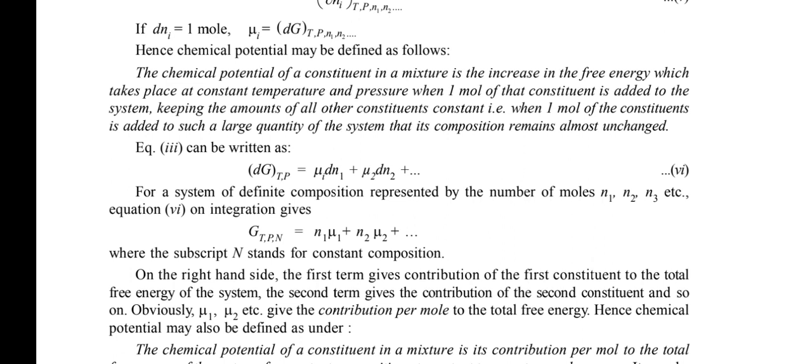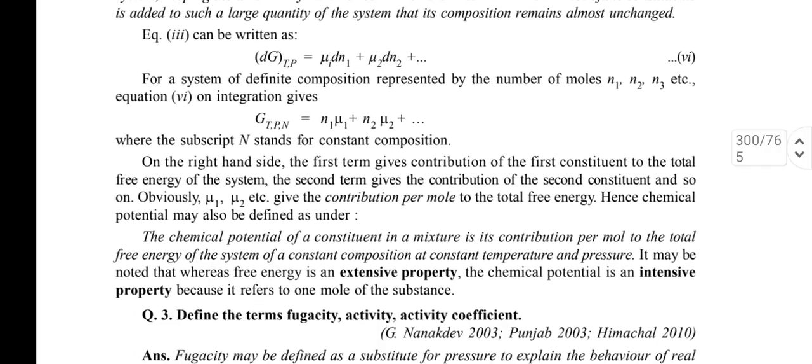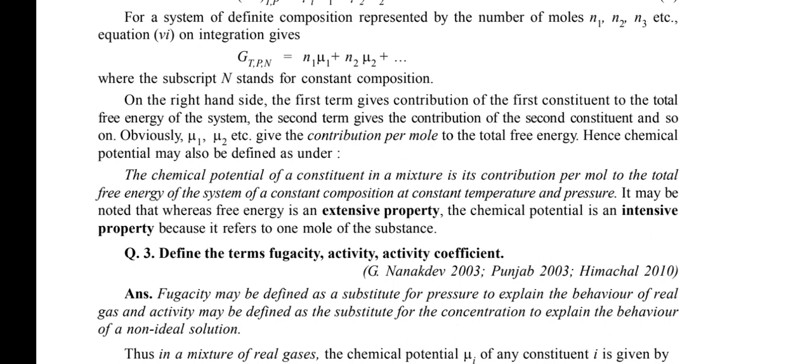Equation 3 can be written as dG at constant temperature and pressure equal to mu1 dn1 plus mu2 dn2 plus so on. For a system of definite composition represented by the number of moles n1, n2, n3, etc., equation 6 on integration gives G at constant temperature, pressure and number of moles equal to n1 mu1 plus n2 mu2 plus so on, where the subscript n stands for constant composition. On the right hand side, the first term gives the contribution of the first constituent to the total free energy of the system. The second term gives the contribution of the second constituent and so on. Obviously, mu1, mu2, etc. give the contribution per mole to the total free energy.